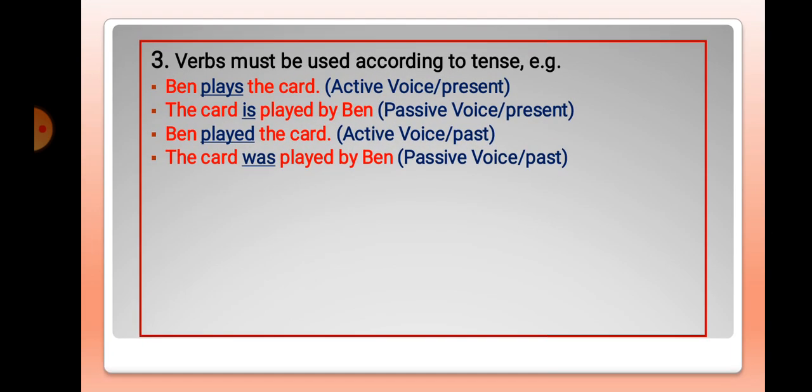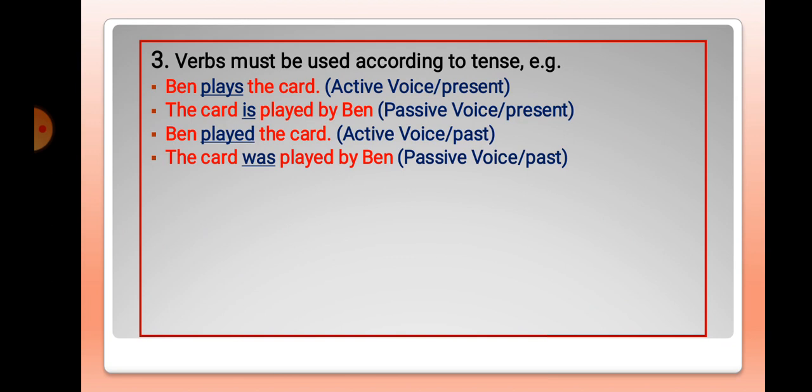Verbs must be used according to tense. So if you have a present tense in your active, your passive must be in the present form. When you have the past tense in the active, the passive must be in the past form too. So we have Ben plays the card, present active voice. The card is played by Ben, present passive voice.